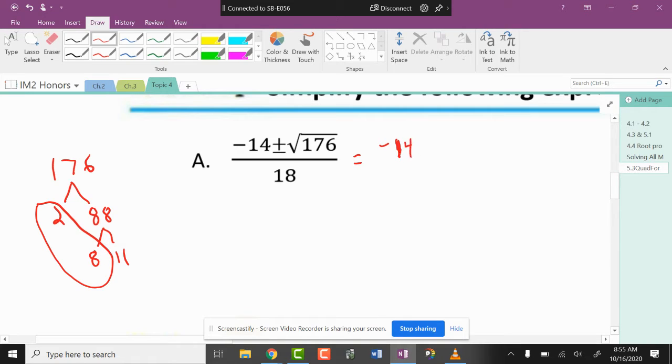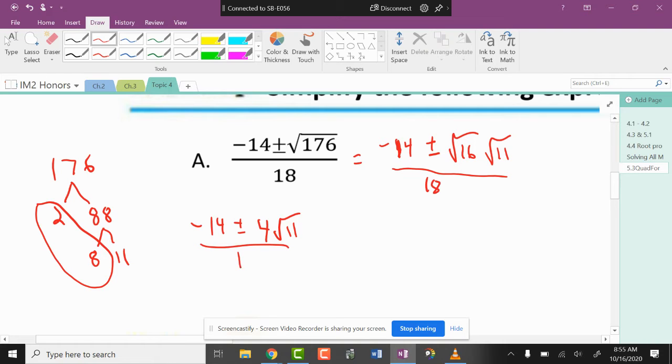Sorry, negative 14 plus or minus. I'll put it right here. And then I'm going to go ahead and write it like that: square root of 16 times the square root of 11. That's why I identify a perfect square, and I think it's the best way to break down numbers so you can simplify these radicals. So 16 is a perfect square, 11 is not, so it's going to be in its own little radical there. And then you just solve it. What's the square root of 16? 4. So this should not be a big deal when we're simplifying.